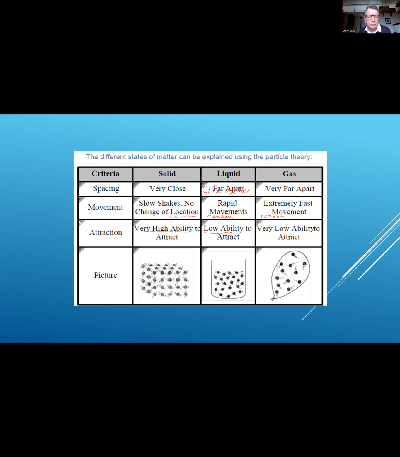So in attraction, the force of attraction is the same, but because they are moving faster in a liquid or a gas, they don't affect. I'll give you an example.